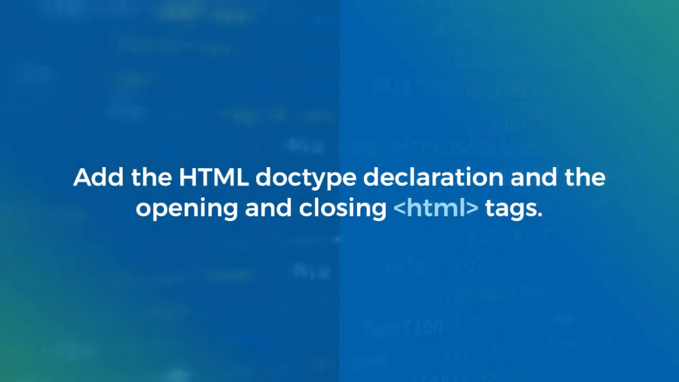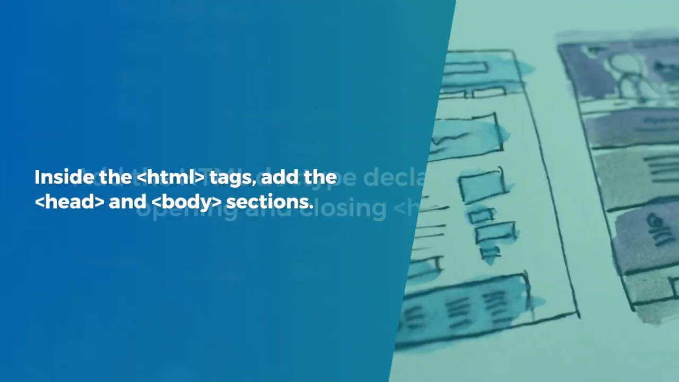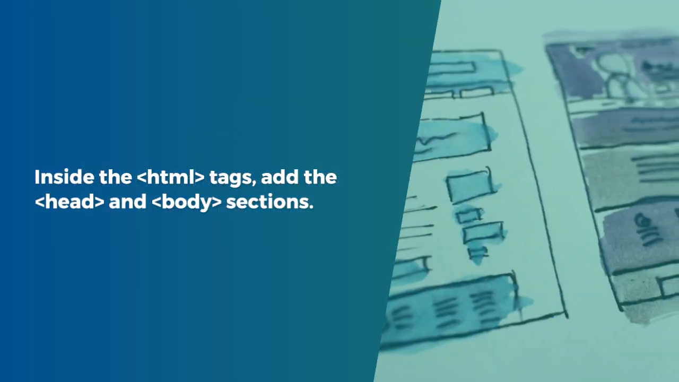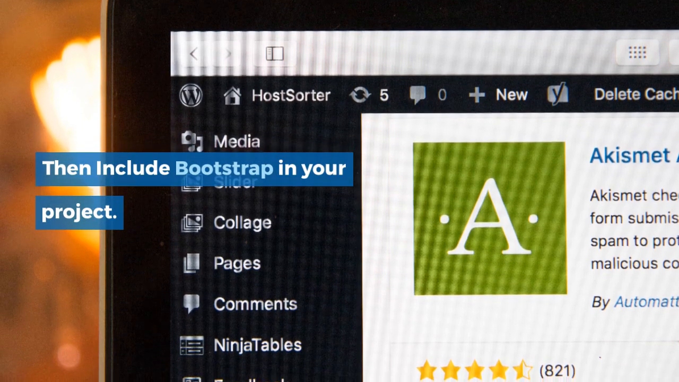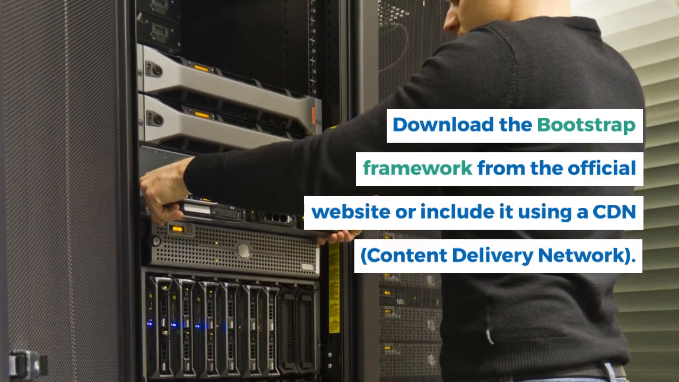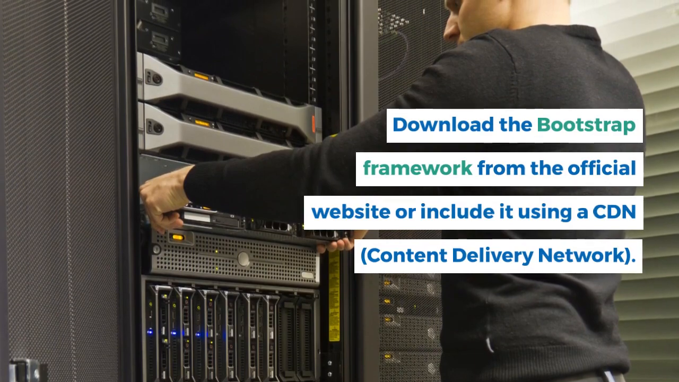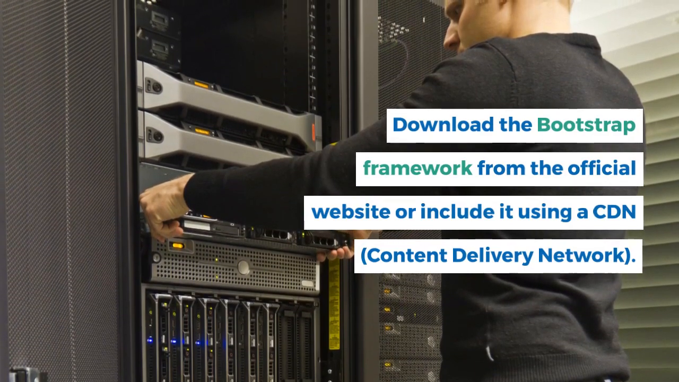Add the HTML doctype declaration and the opening and closing html tags. Inside the html tags, add the head and body sections. Step 4. Include Bootstrap in your project. Download the Bootstrap framework from the official website or include it using a CDN, Content Delivery Network.